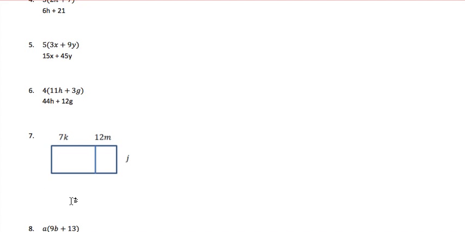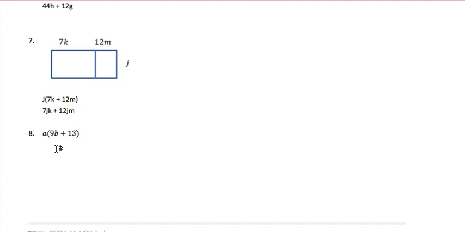In number 7, they've given us the drawing, so we'll have to write the expression first. We'll have j times (7k plus 12m). And then to solve that, j times 7k would be 7jk plus j times 12m, which is 12jm. And if you have kj, that's fine, or mj, that's okay. Normally we write our variables in the order that they appear in the alphabet. That's why I put it as jk and jm.